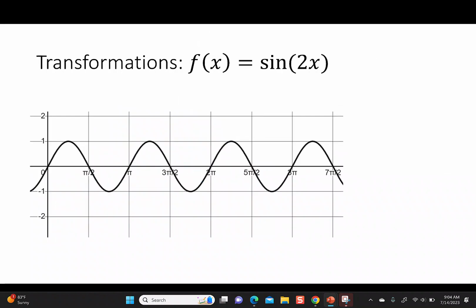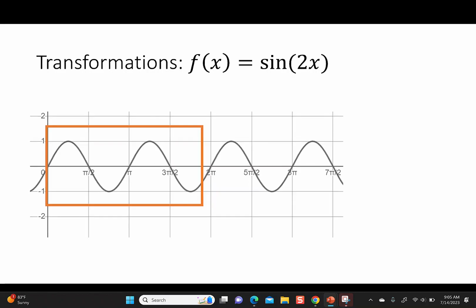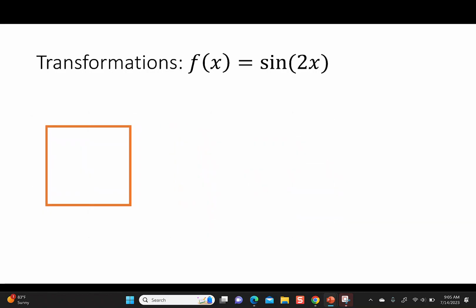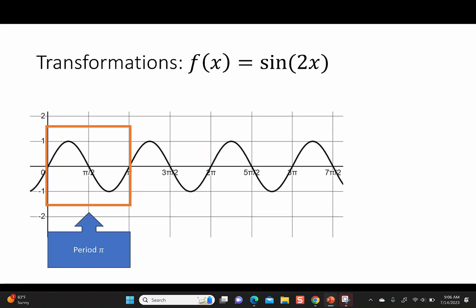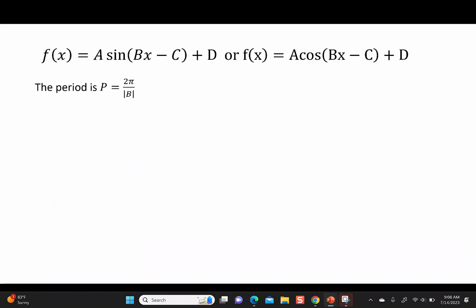Our next graph states that f of x is equal to the sine of 2x. If you look between 0 and 2 pi, you can see that we have 2 full periods of sine. This shows us that we have a whole period of sine in the horizontal distance of pi. This should feel like a compression of the sine wave. Sine and cosine both have a period of 2 pi when we look at their basic functions.